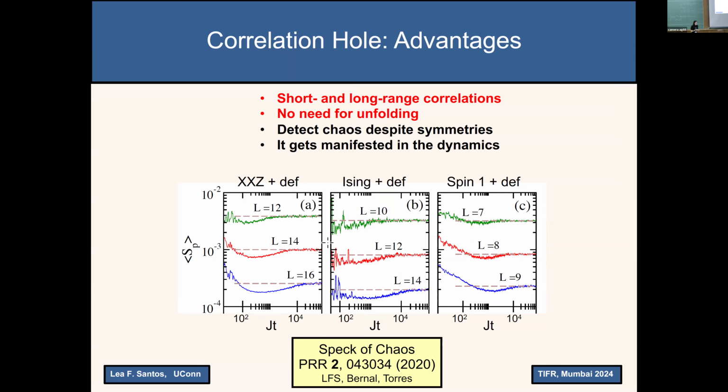Some advantages of using the correlation hole or the ramp to detect level statistics. We already said it detects short and long range. Everything is there together, and we don't need to do unfolding. There is another advantage, which I'll tell you soon: you will see the hole even if the system has symmetries. Symmetries are a problem if you're trying to detect level statistics, because you have to take them into account. But with the correlation hole, even if you have symmetries, you will see it showing up.